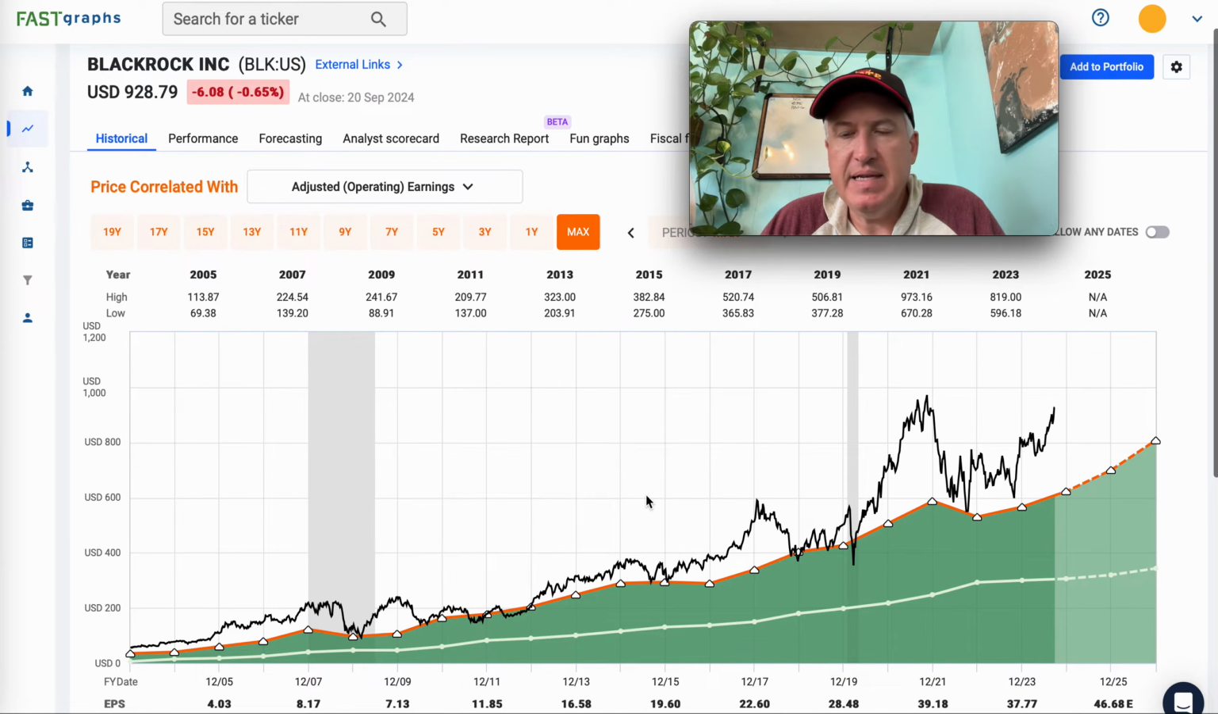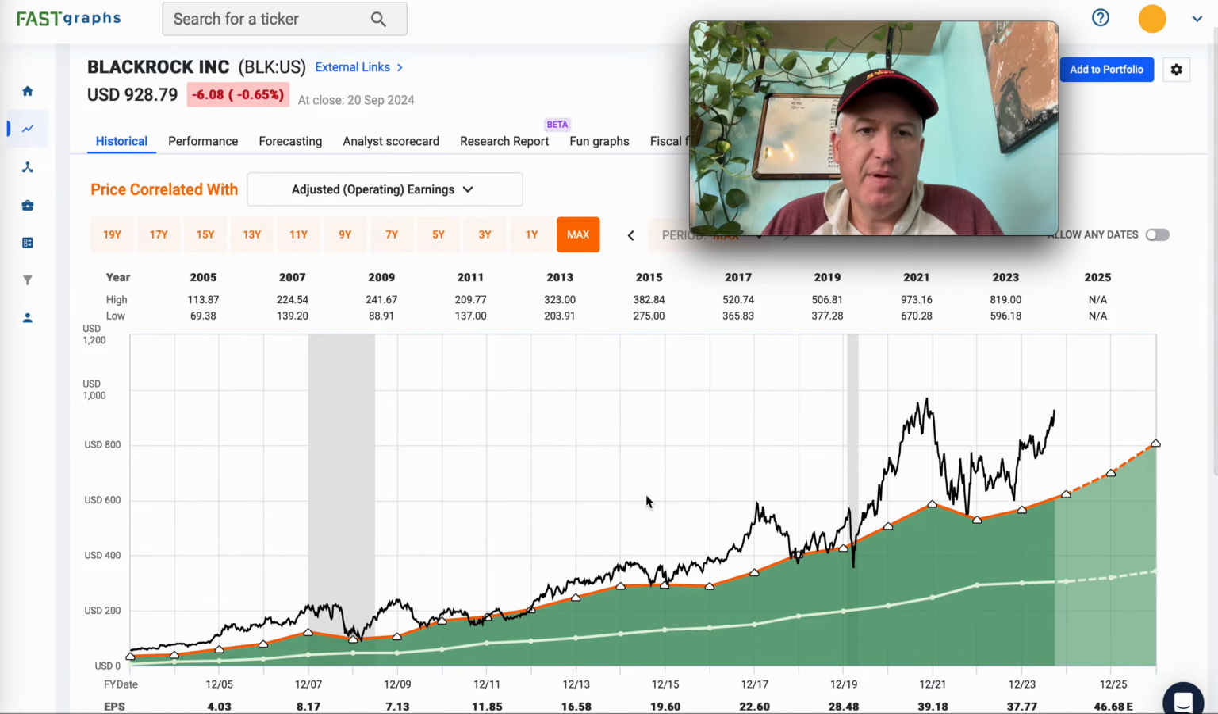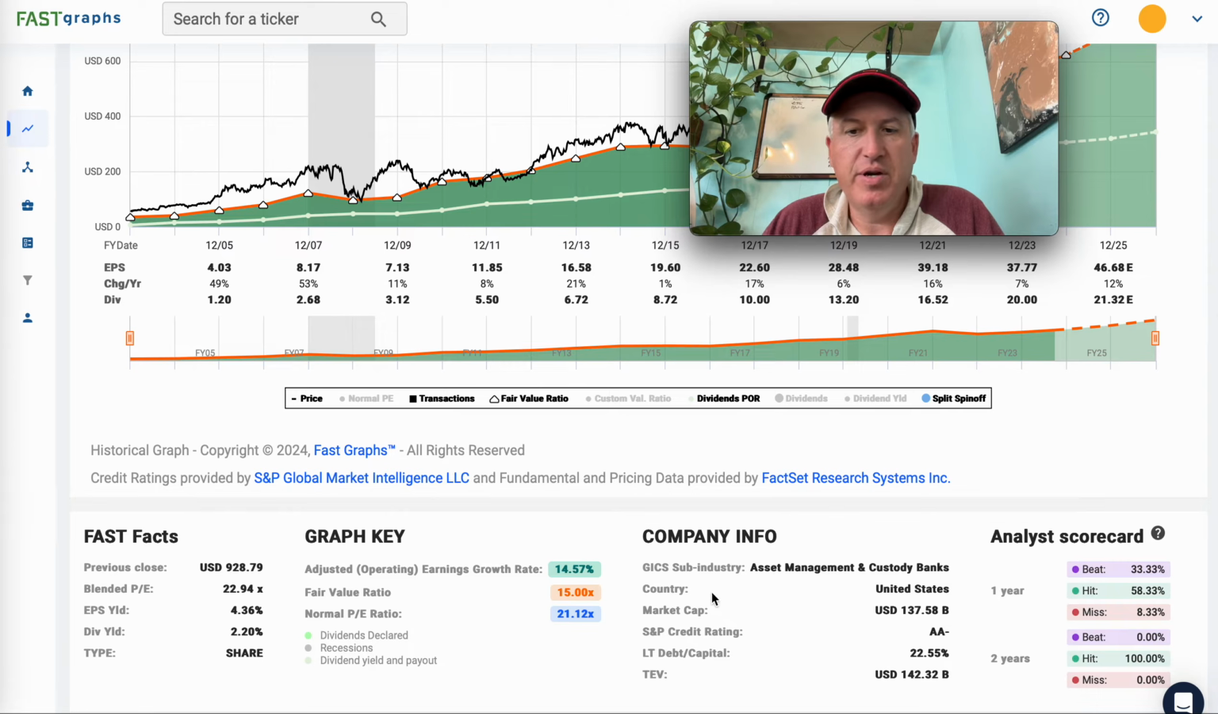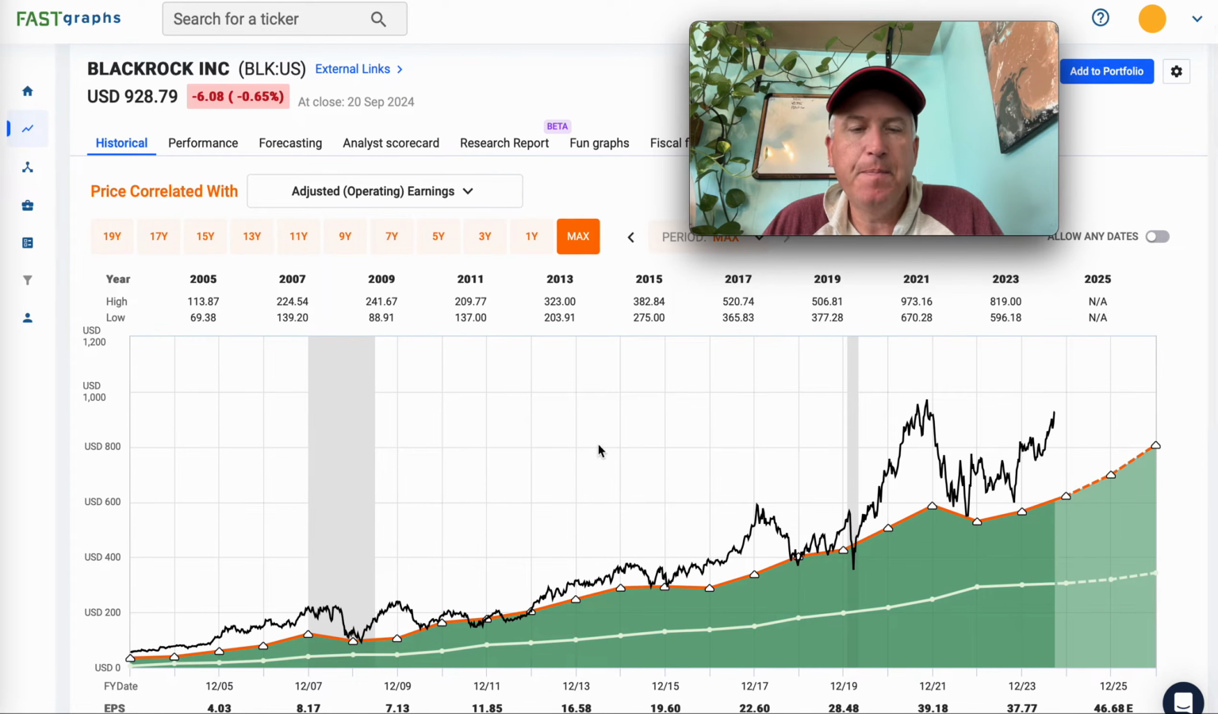And with that, let's get into the analysis. As always, this is not individual stock advice. This is just how I analyze stocks. And I have owned Blackrock before, so I'm pretty familiar with it. So this is an asset manager. They're very big now. $137 billion market cap.